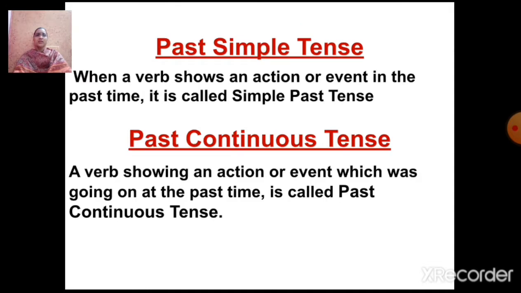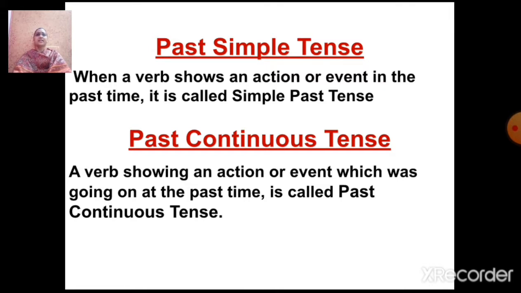Now let's start with past tense. We know that past tense is again subdivided into past simple tense, past continuous tense, past perfect tense and past perfect continuous tense. Let's start with past simple tense. When a verb shows an action or event in the past time, it is called simple past tense. Now here we use second form of verb as the formula for simple past tense, right?